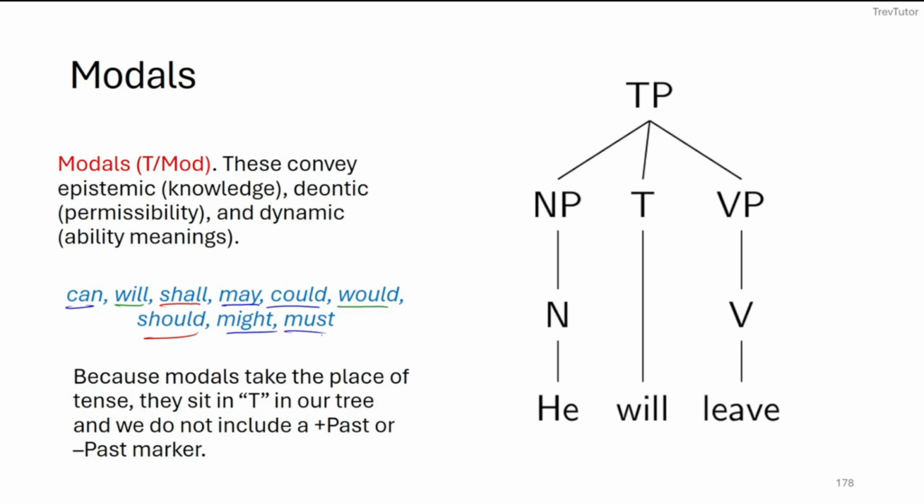So they don't have tense, and then the verb after it does not get any tense. So it's always he will leave, he will eat, he will be. In other words, it's not in a tensed form. So what we do is we put the modal underneath the T head. It's kind of taking the place of tense. So instead of adding plus past or minus past under T, we simply put the modal and leave it at that.